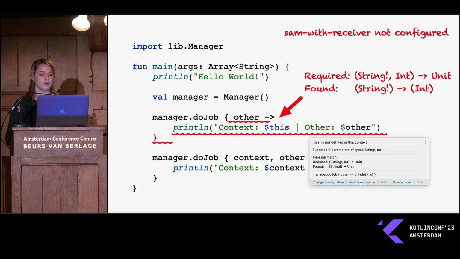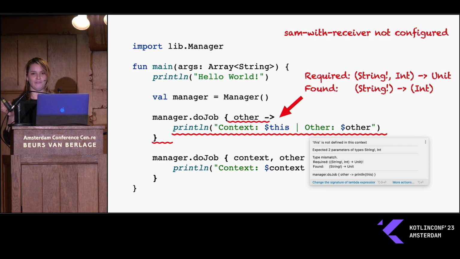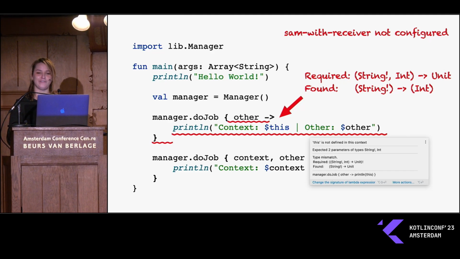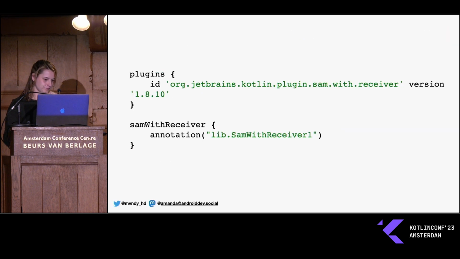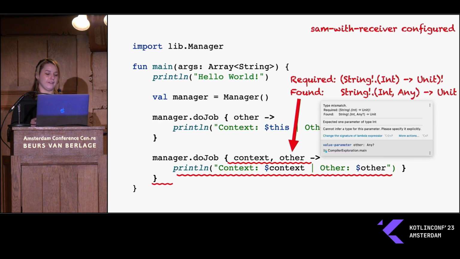Without the plugin and the SAM with receiver annotation configured, the SAM invocation fails for a couple reasons. This is not defined in this context, it expected 2 parameters of type string and int, and there's also a type mismatch. If we add this plugin to our Gradle build and rebuild the project again, the results are now different. And of course, you have to add the annotation as well. So the results look different. Now, the first invocation as a SAM interface is resolved as compilable code, while the anonymous class invocation is now showing that it cannot compile.